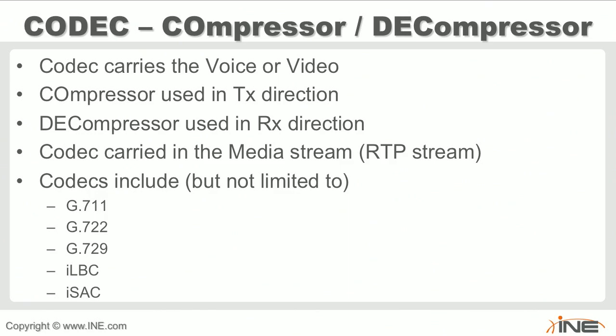Now, here are a couple of codecs they could include, but they're certainly not limited to in any way. These are just some of the more common ones that we tend to use: G.711, G.722, G.729, iLBC, and iSAC. We're going to talk a little bit more about these.